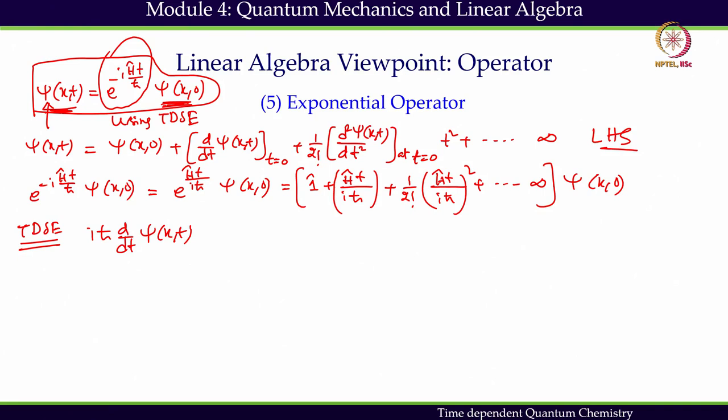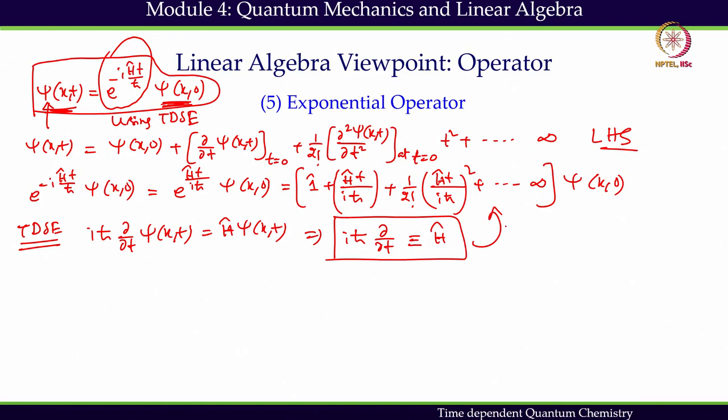Equals H psi(x, t). Now these should be partial derivatives, because psi depends on time and space, and this should also be a partial derivative. So what I get here is that from the TDSE, I can get an equivalent relationship: i h-cut d/dt is equivalent to the H operator, and this equivalent relation we will insert here. So if we do that, then what I get is the following.